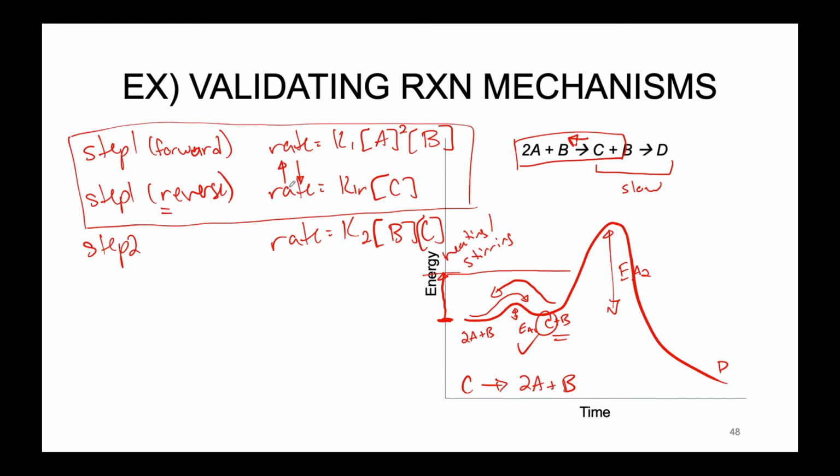So if these two rates are equal, then we can set these two right-hand sides of the equations equal to each other. Now, if the first step is the fast step, we're going to make this assumption that these two rates will be equal. And what this means is that we can set k1, concentration of A squared, times concentration of B, equal to the rate constant of the reverse decomposition times the concentration of C.